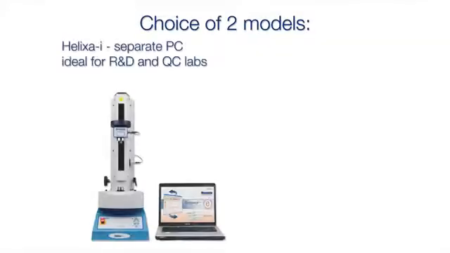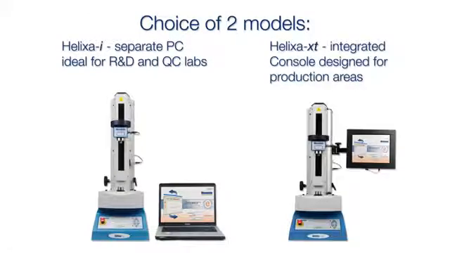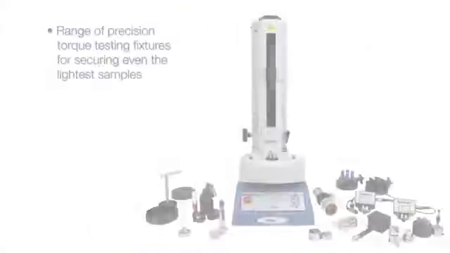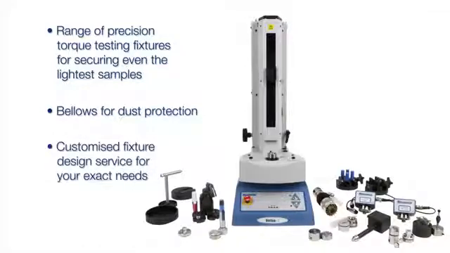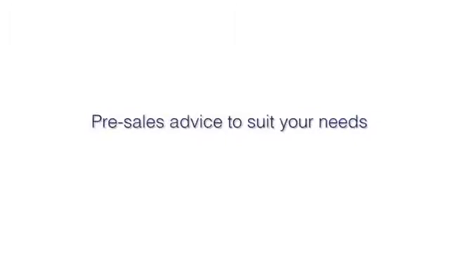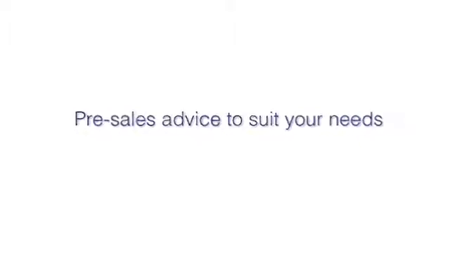Helixa I is ideal for R&D or quality control labs. Or choose Helixa XT with its built-in touchscreen interface where a standalone solution is required. Whatever your sample, Mecmesin have the experience to make custom-made fixtures to match your exact requirements. Our team of engineers will work with you to find the ideal solution.